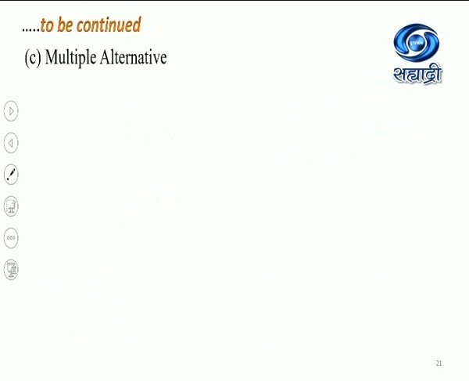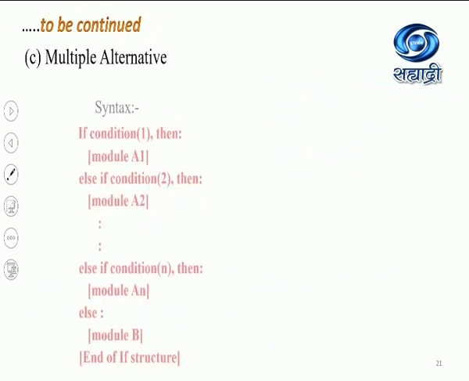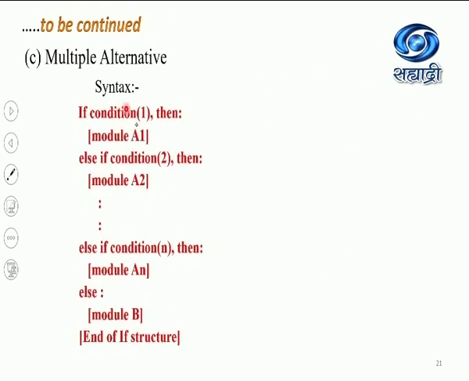In the multiple alternative, there are more than one condition. So here, if condition 1 is true, then execute module A1, otherwise go to condition 2.